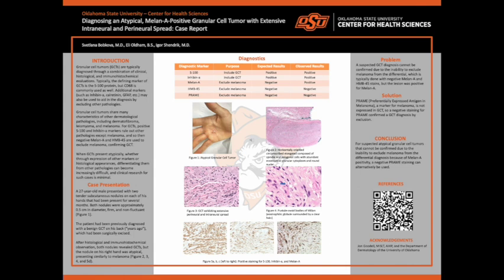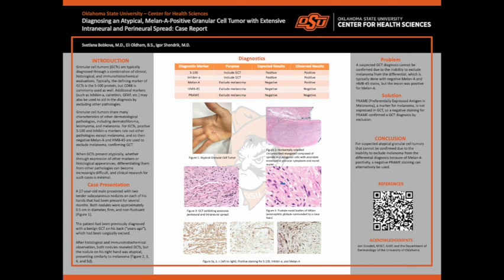When GCTs present atypically, whether through expression of other markers or histological appearances, differentiating them from other pathologies can become increasingly difficult, and clinical research for such cases is minimal. So for our case presentation, the 27-year-old male presented with two tender subcutaneous nodules on each of his hands that had been present for several months. Both nodules were approximately half a centimeter in diameter, firm, and non-fluctuant.